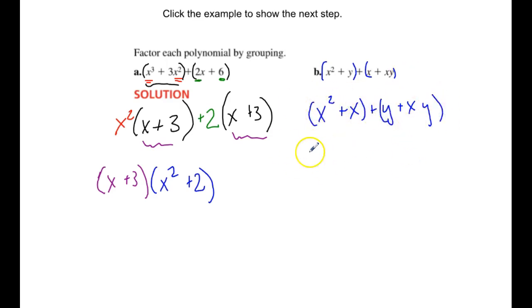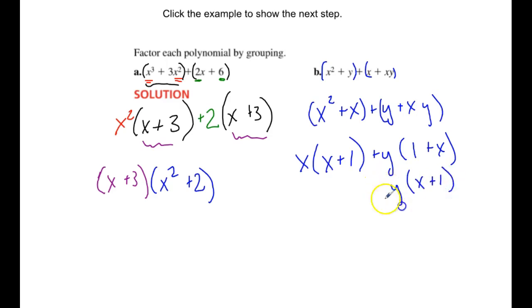Now I can factor out an x from my first grouping, so I'm left with x plus 1. Then I can factor out a y from my second grouping, so I'm left with 1 plus x. I notice that the things in my groupings are not exactly the same. However, since I'm adding, I can rearrange them. I know that 1 plus x is the same thing as x plus 1, so I can go ahead and rewrite that.